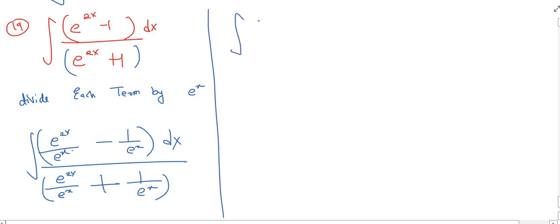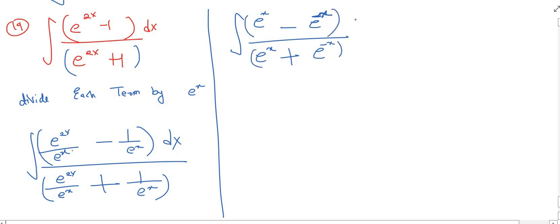Can I write e raised to power 2x by x is what? 2x minus x, which is e raised to power x minus e raised to power minus x, because this will come up. Then this minus this is e raised to power x plus e raised to power minus x dx. Now think carefully, what can we do? Can I consider this plus this as t?